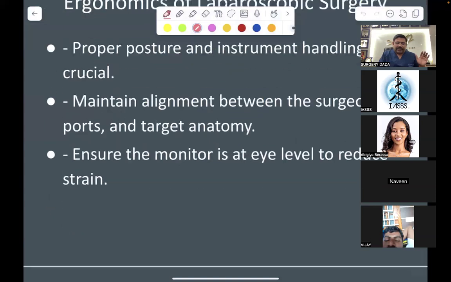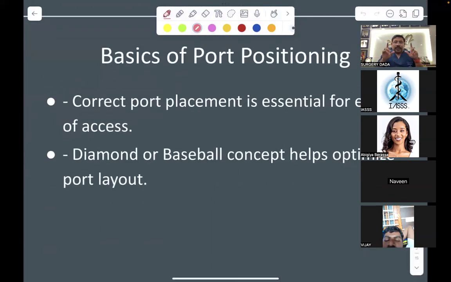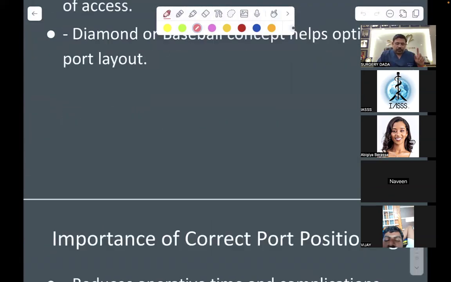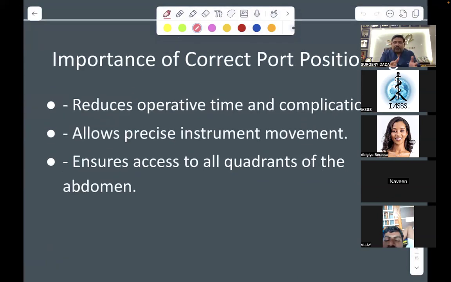Next thing is we enter inside. Now the port positioning has been done. I have already told you about this slide. What is the importance of port positioning? Because it reduces the operative time.